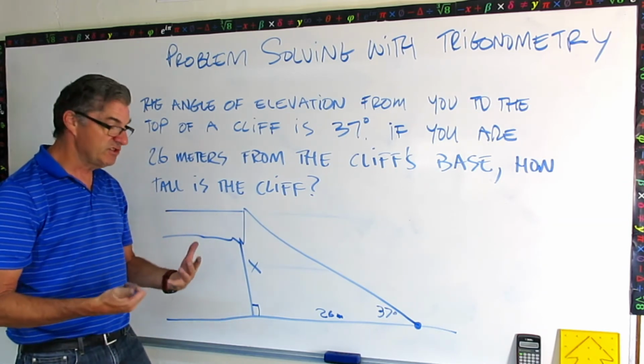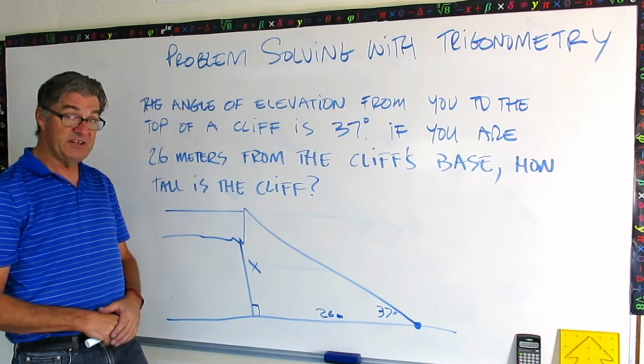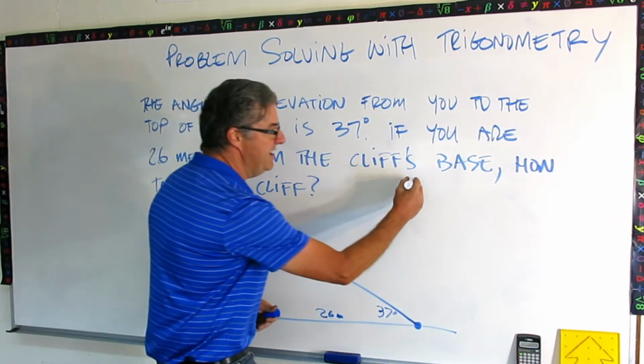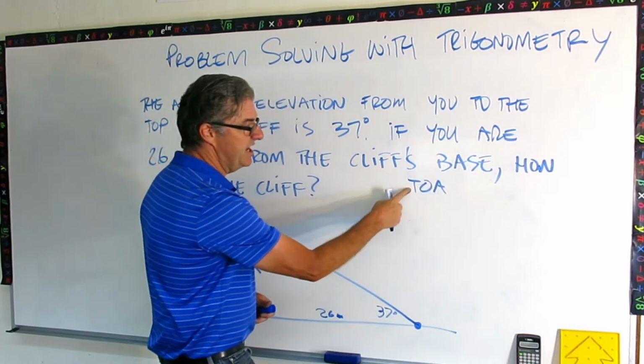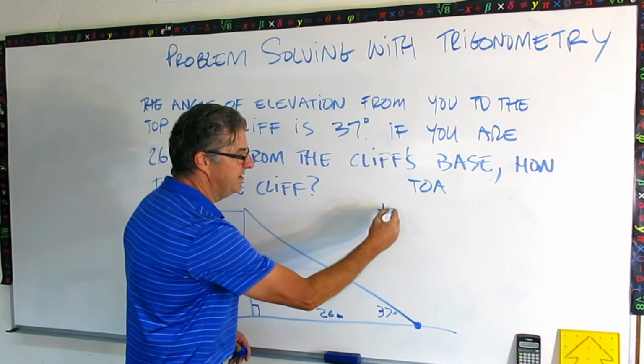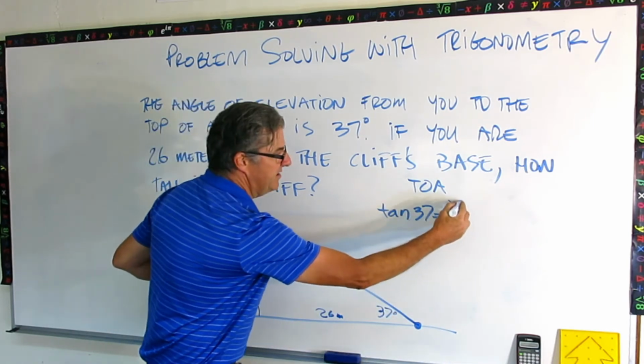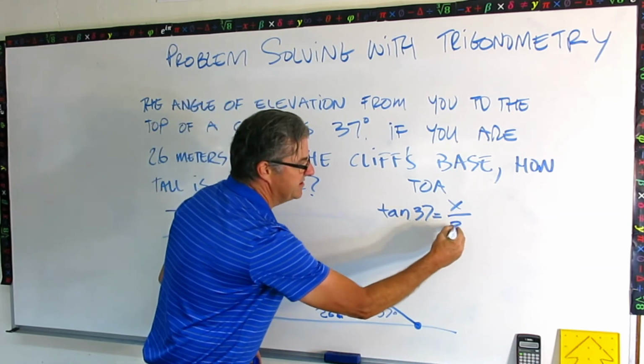So which trig function deals with adjacent and opposite? And if you thought tangent, you're right. That's the TOA of SOHCAHTOA. And that means tangent equals opposite over adjacent. So now this could do a plug-in step. Tan 37 equals opposite x over adjacent 26.